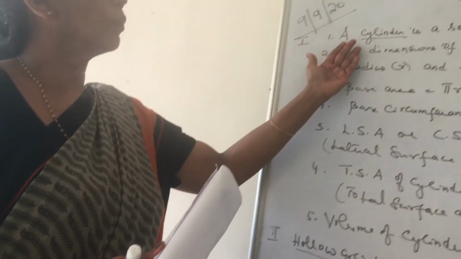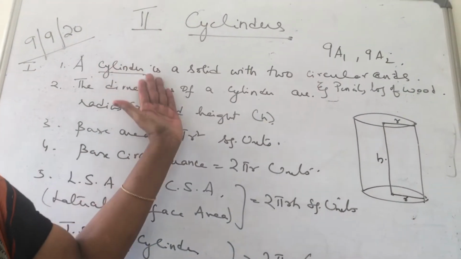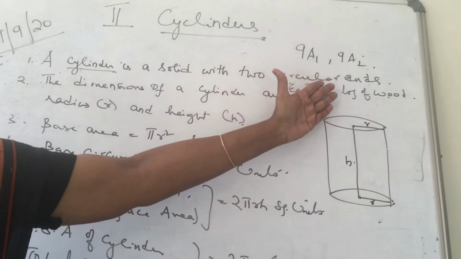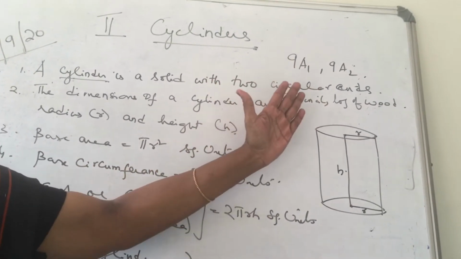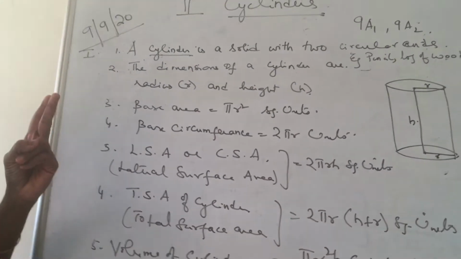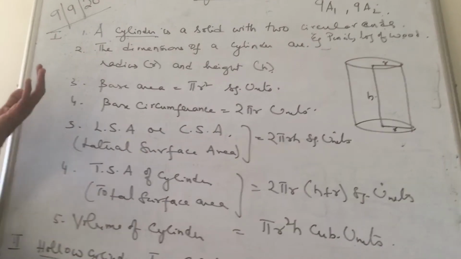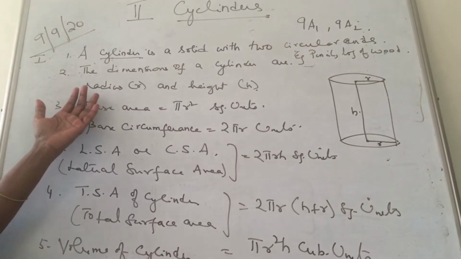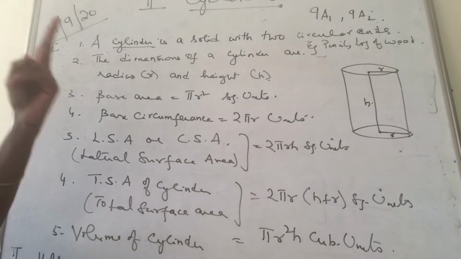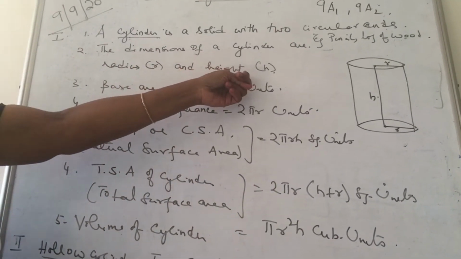Now look at the board, children. A cylinder is a solid with two circular ends. Example: pencil, log of wood. Now what are the dimensions? Previously when you learned the cube and cuboid, you learned length, breadth, height. But now what do you have, girls? You have only two dimensions: one is radius r and the other is height h.